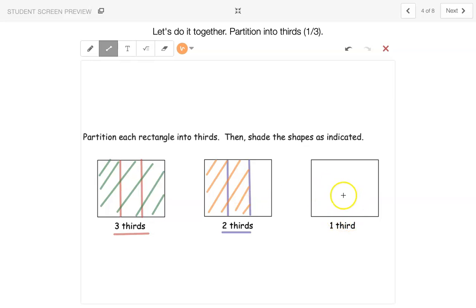Let's do the last one. We're still partitioning it into thirds. Let's see. There we go. I have 3 parts, and it wants me to shade in just 1 out of the 3, or 1/3. And you should do that on your paper. Okay?